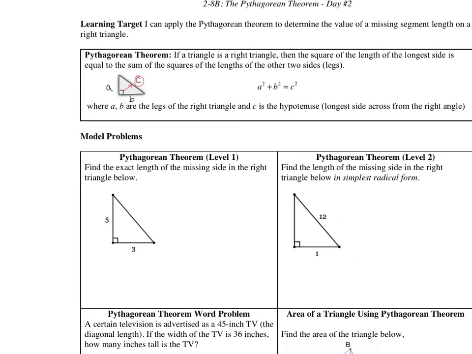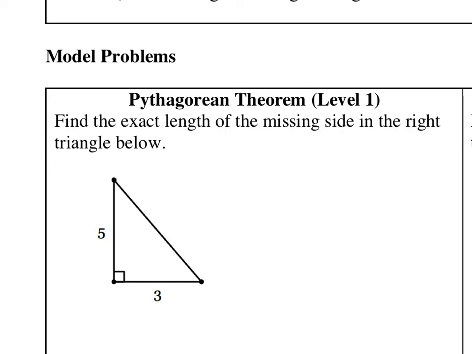So Pythagorean Theorem problem level 1. Find the exact length of the missing side on the right triangle. Well, if we look, we actually want to find our hypotenuse. So we're going to put a c or an x, it doesn't matter. And the first thing we always do is write down a squared plus b squared equals c squared.